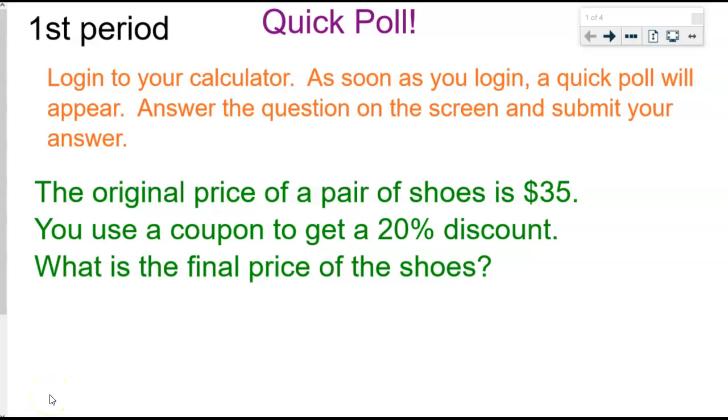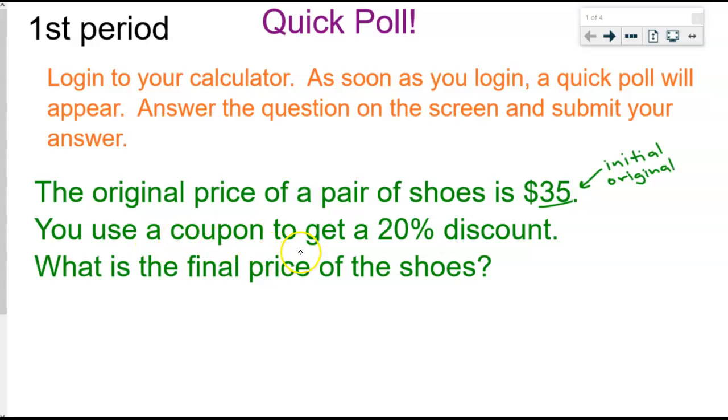All right, most students in class did really well on this warm-up. Let's go over it. The key thing to all of these problems, the ones that you're going to see on the worksheet that we work on today and this quick poll, is understanding what the question is asking. So the original price of a pair of shoes is $35. As we've been through other problems like this before, we recognize that this is the initial or the original amount, however you want to call it. This is what it is in the beginning.